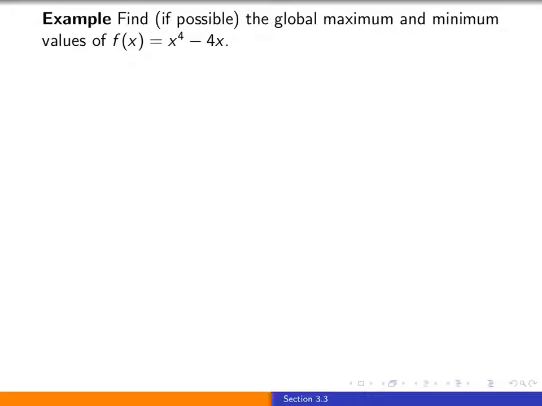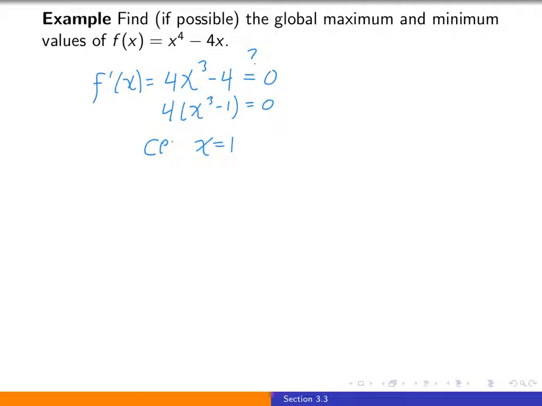So let's go ahead and investigate as a motivating example the function x to the fourth minus 4x. I need to find the critical points, which means differentiate and set equal to 0. So 4x cubed minus 4. I want to know what value of x is going to make this equal to 0. Both terms have a 4 in common, so 4 times (x cubed minus 1) equals 0. And the only way x cubed minus 1 can equal 0 is if x is equal to 1.